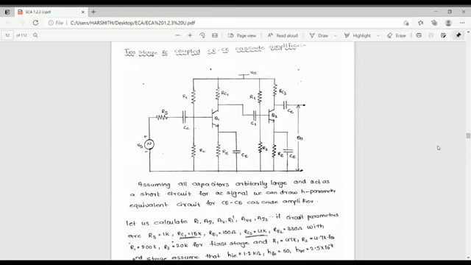So today we discussed the two-stage RC coupled CE cascade amplifier. Cascading means series. CE cascade amplifier means 2 CE stages. This is the first CE amplifier, CE transistor. CE means common emitter. Emitter is common between input and output section. This is the first stage and this is the second stage. CE configurations, these two are in series and RC coupled.